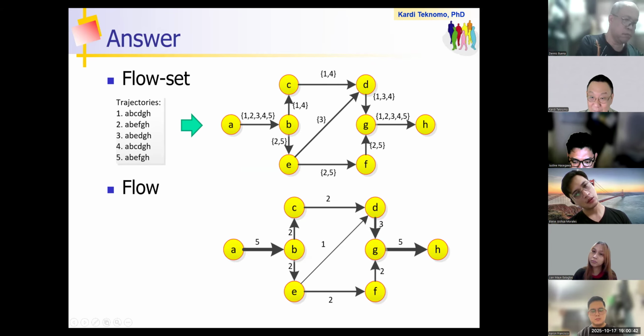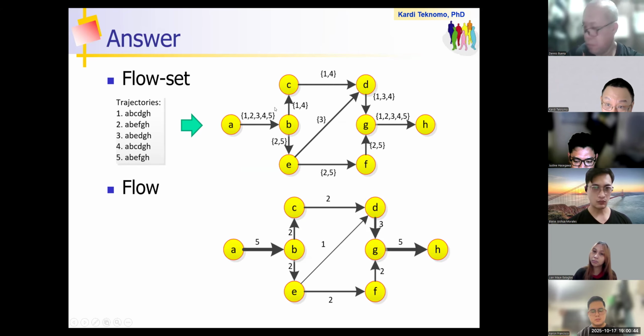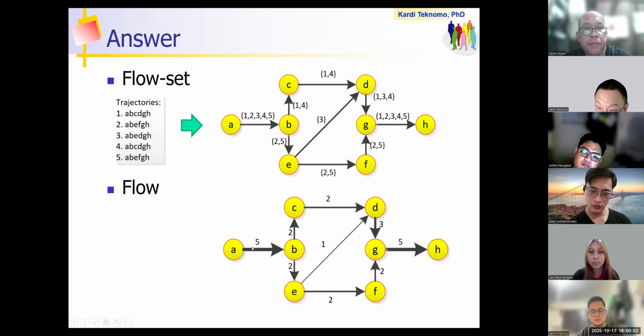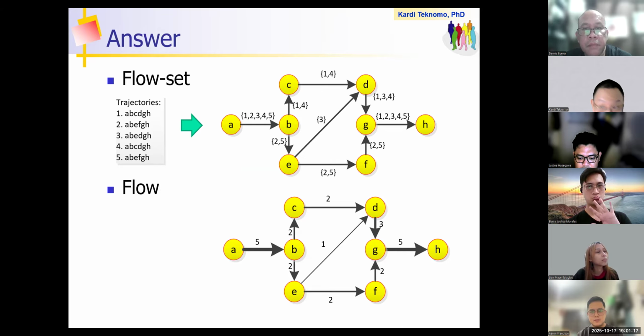From the tracking ID, the flow set, can you get the flow? Easy. How many flow here? 1, 2, 3, 4, 5. Then you put it here, 5. Is it clear or not? Next question. How many is the OD from A to H? From A to H, 5, of course.